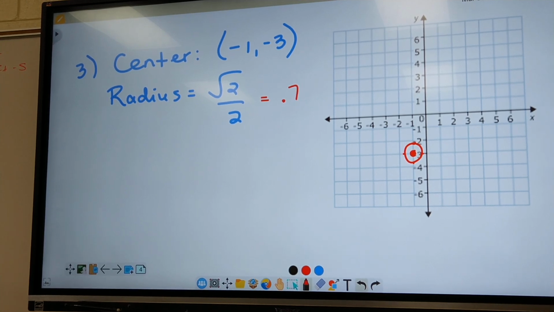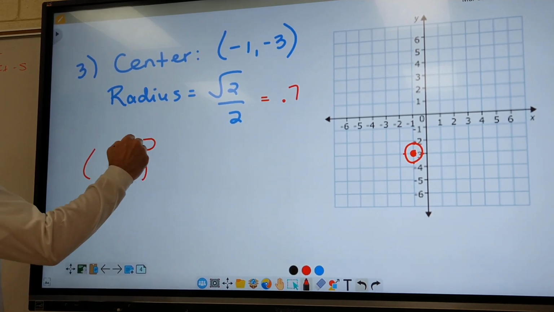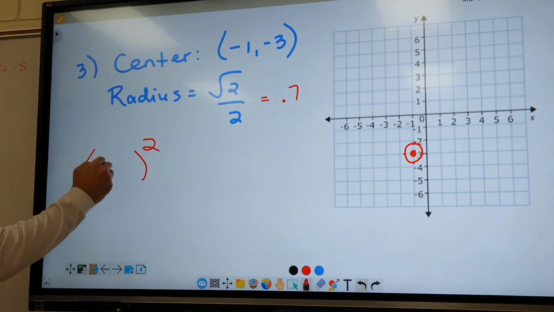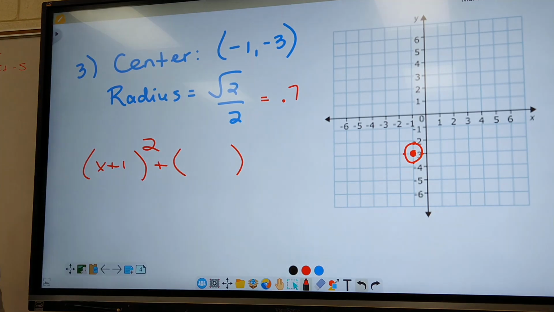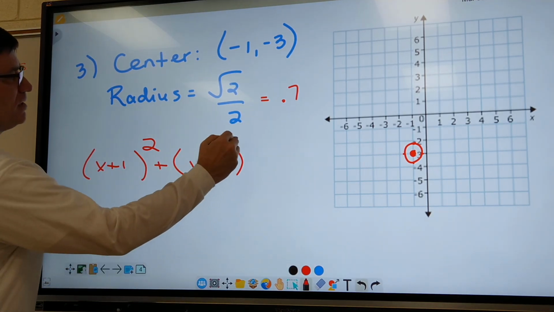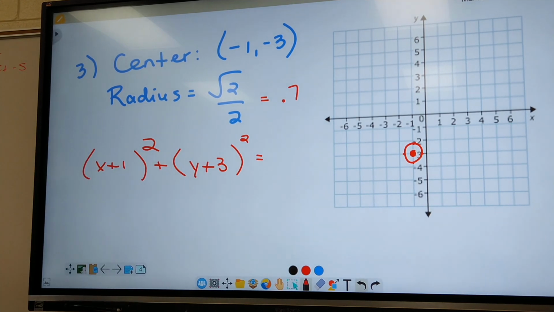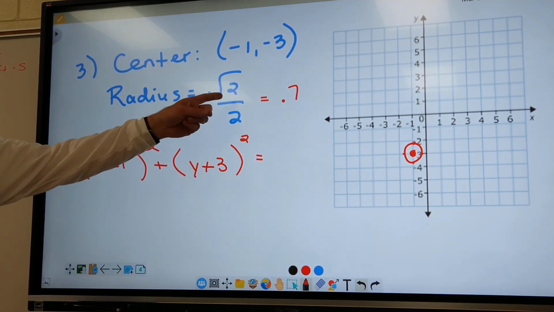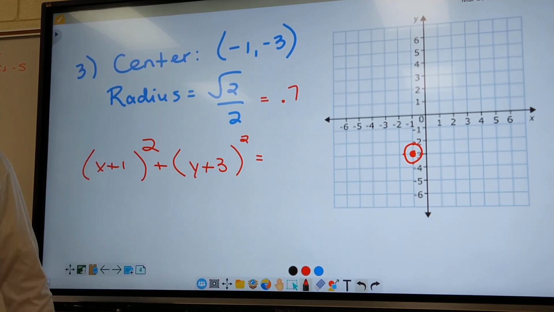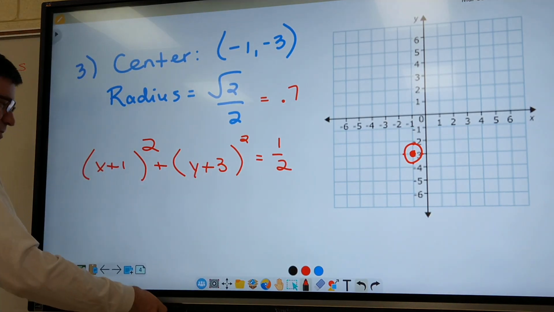All right, so now let's write your equation. All right, what goes in the first parenthesis? X plus 1. Good. What goes in the second parenthesis? Y plus 3. Got you, squared. Now, you're going to have to use your calculator. We've got to square that number. So in your calculator, put in √2/2 and square it. I got you. 1/2 it is.